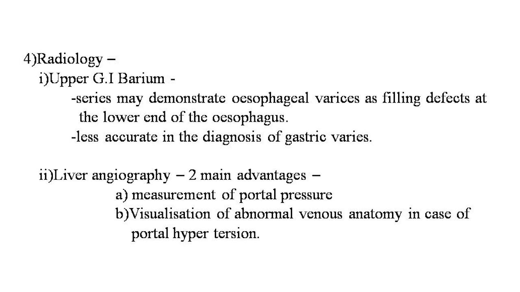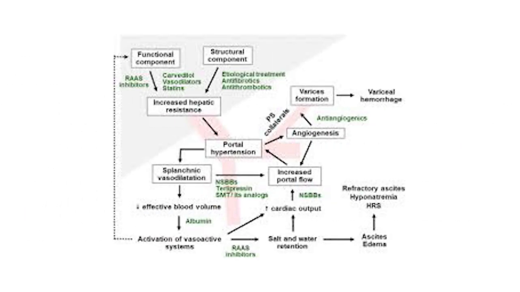Liver angiography. Two main advantages of liver angiography are: one, the measurement of the portal pressure, and second, the visualization of the abnormal venous anatomy in case of portal hypertension. Now here is the image showing the functional component and the structural component of portal hypertension, and how portal hypertension affects other organs of the body is clearly shown in this diagram.